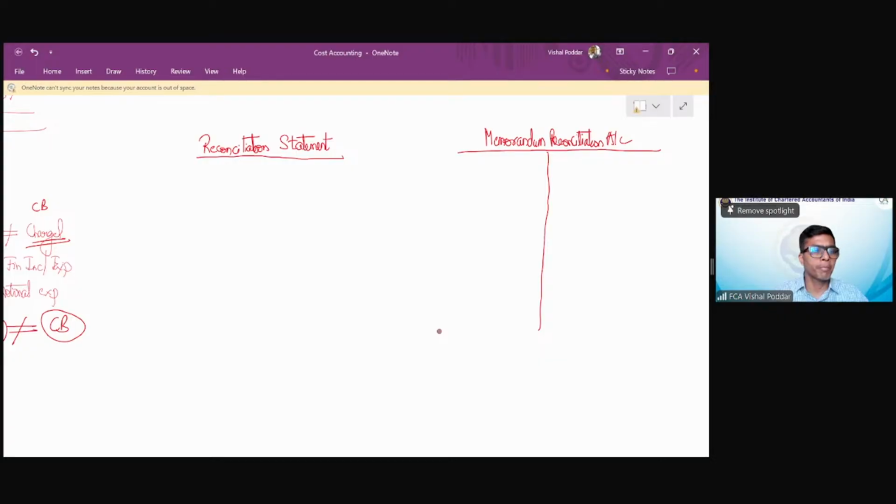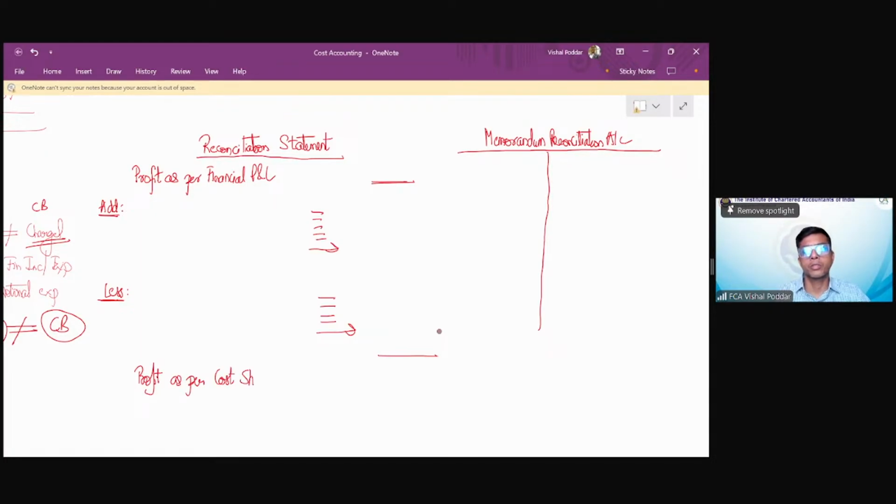Now, what is the statement format? You would be given profit of one of the books, which will be your starting point. So let's say profit as per financial P&L. This will be your starting point. Now you have to identify those differences which have to be added, those differences which have to be subtracted. And after doing this addition, subtraction of the differences, what is the balancing figure will be your profit as per cost sheet.